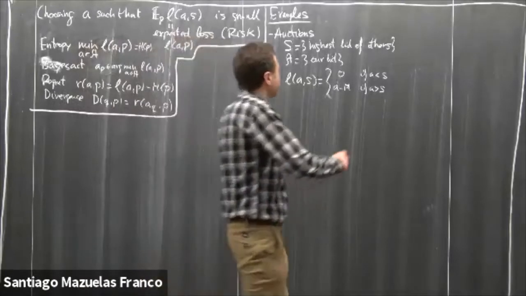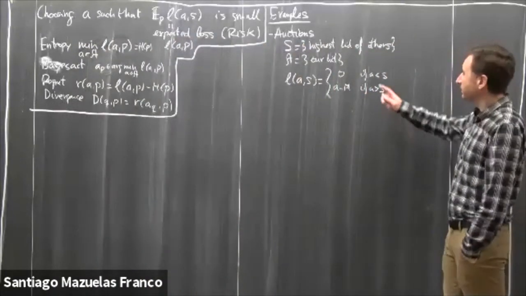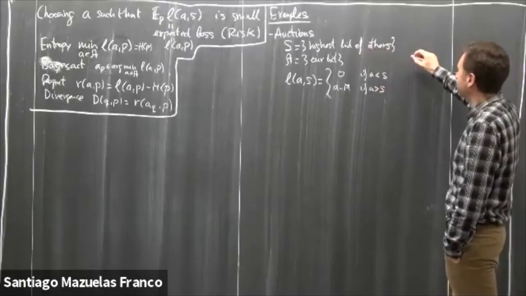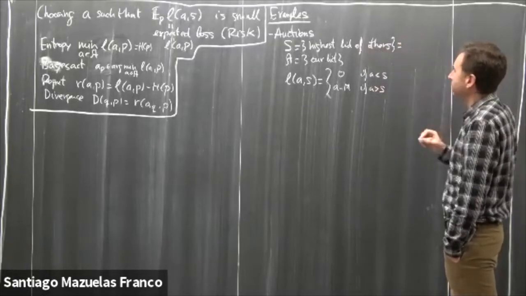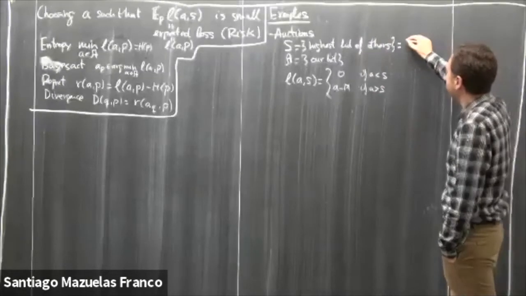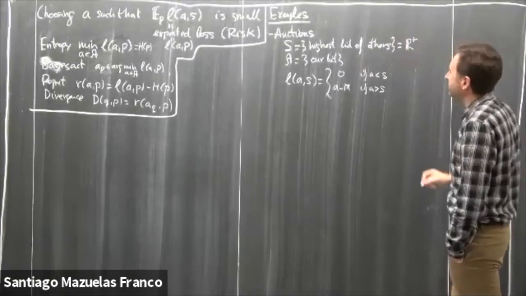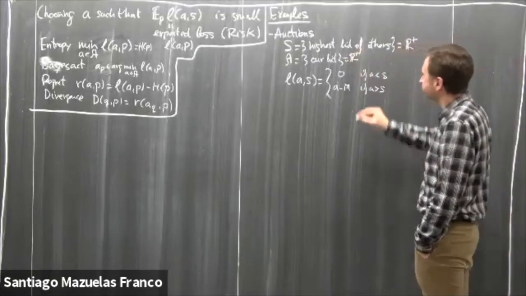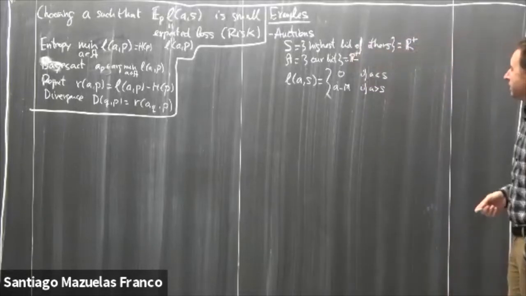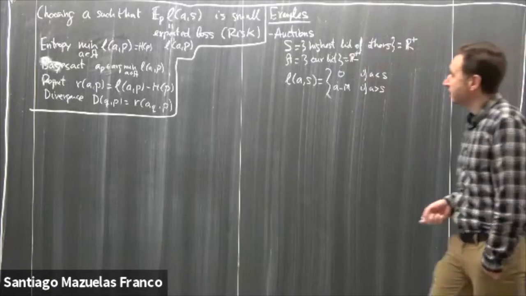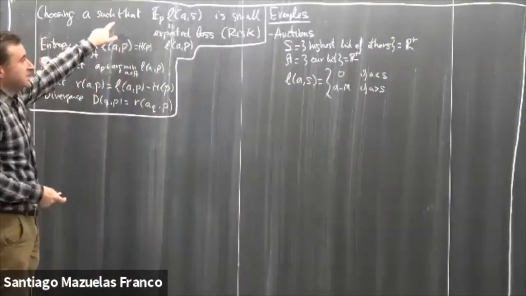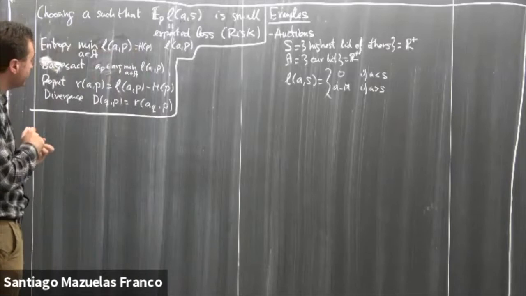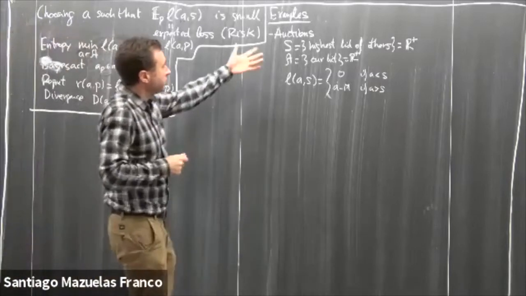Okay, so let's continue a little bit with this example. The highest bid is going to be a number of euros, assuming that everybody can bid any amount of euros, so this can be positive real numbers, and our bid can also be positive real numbers. Okay, so let's now try to see how to decide how much we are going to bid. This is the decision problem.